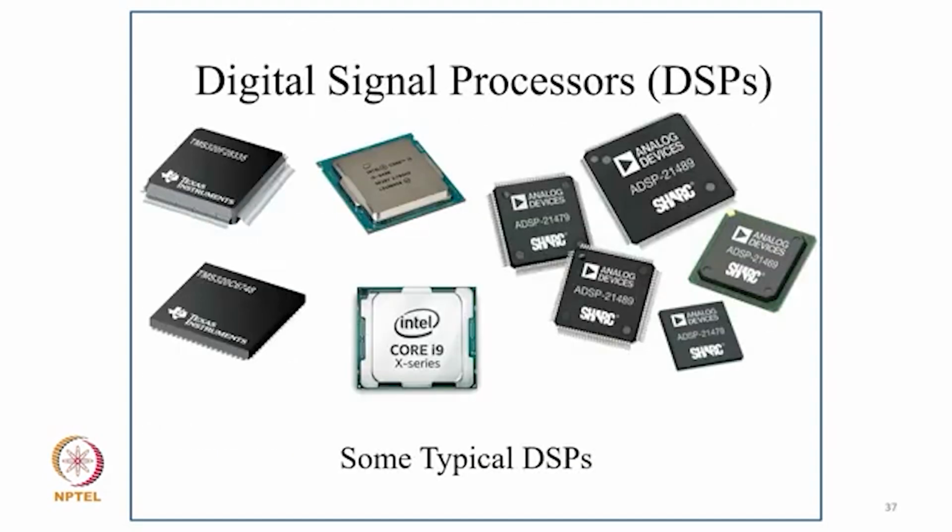Typical examples of different kinds of DSPs, like a Texas Instruments DSP, Analog Devices DSP, and Intel DSP, are shown here as photographs, in a surface mounted form.